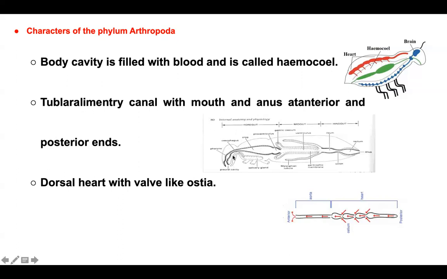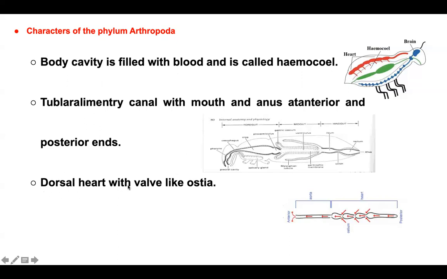Then they have a tubular alimentary canal with mouth and anus, anterior and posterior. So here, anteriorly the mouth cavity opens, and posteriorly the anus opens. So this is entirely your tubular alimentary canal, that is, the digestive system.